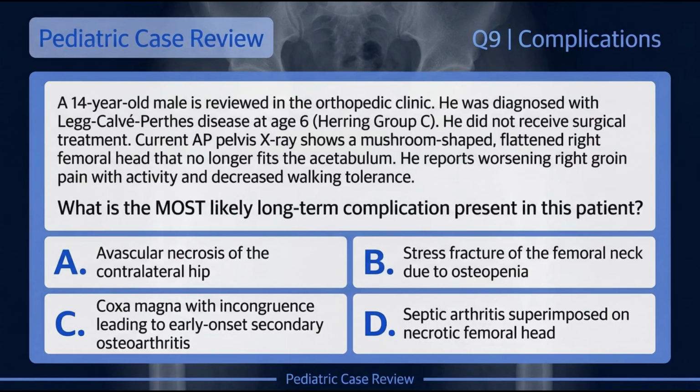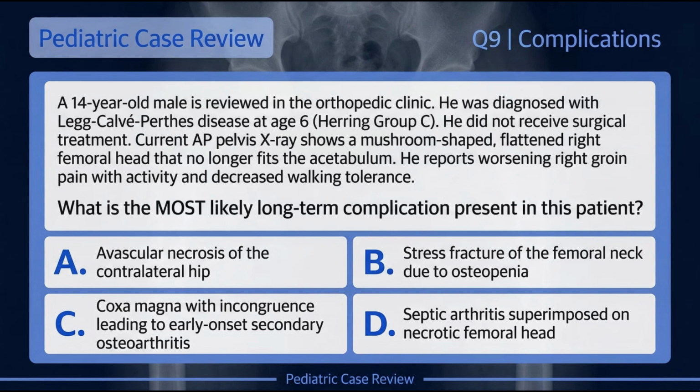Case 9. A 14-year-old male is reviewed in the orthopedic clinic. He was diagnosed with Legg-Calvé-Perthes disease at age 6, Herring Group C. He did not receive surgical treatment. Current anteroposterior pelvis X-ray shows a mushroom-shaped, flattened right femoral head that no longer fits the acetabulum. He reports worsening right groin pain with activity and decreased walking tolerance. What is the most likely long-term complication present in this patient?